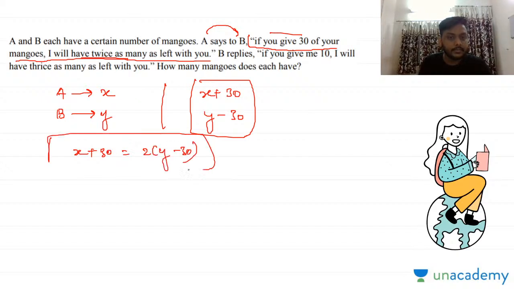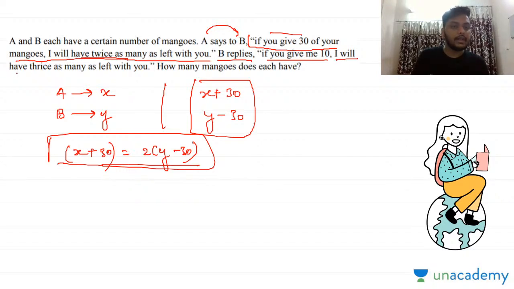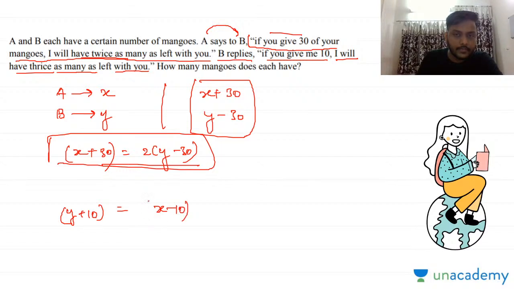This is the very important part. Clear? Got it? Okay, so write this as X plus 30 equals 2 times Y minus 30. This is very important. And similarly, the same thing you'll be doing over here, that B replies, if you give me 10, I will have thrice as many as left with you. So again the same story: now you will be having Y plus 10, and when this is Y plus 10, Y has taken those 10 extra mangoes from X, so you will be having X minus 10 over here, and then there will be a factor 3.